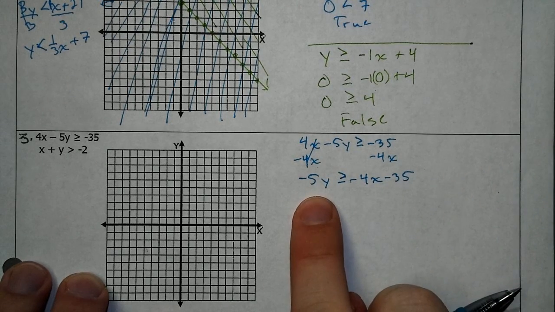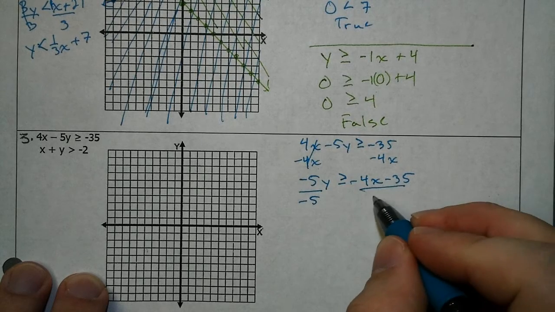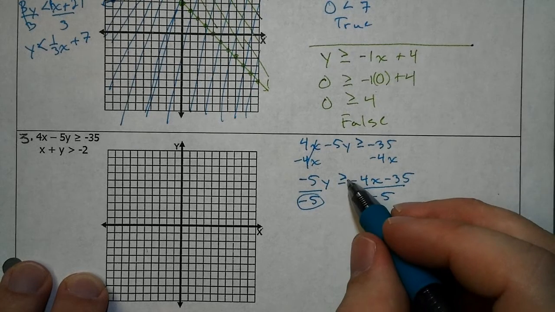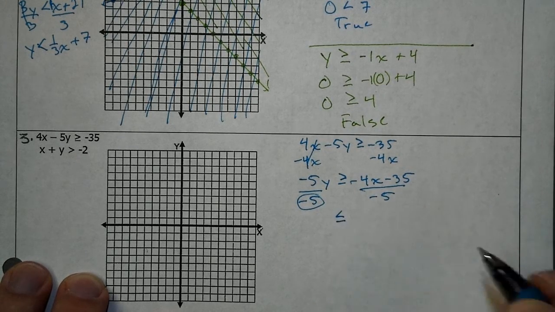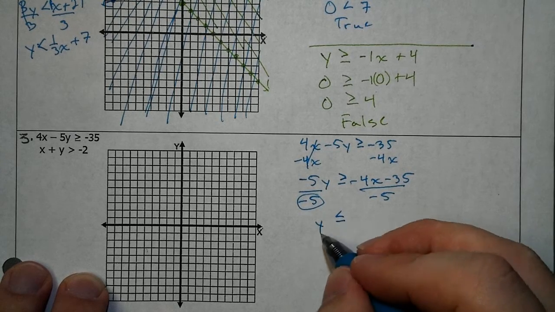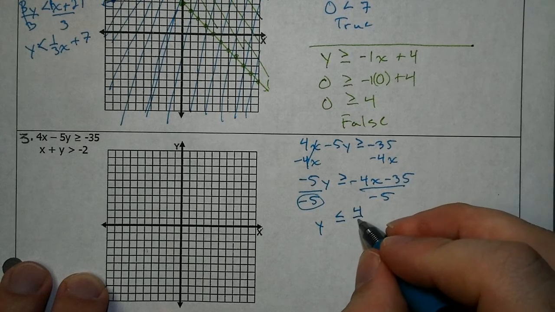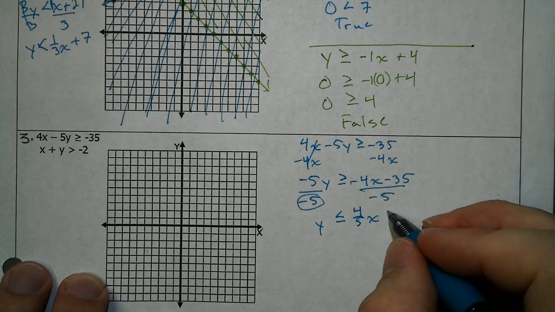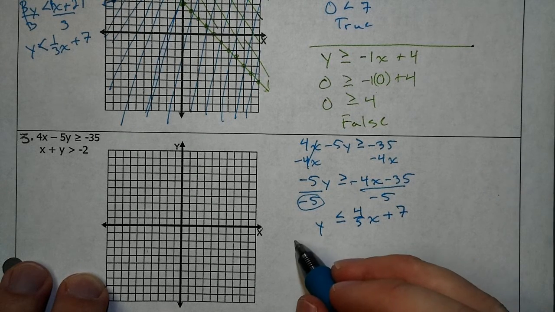Now to get rid of this, we've got to divide by negative 5. And remember, when we divide by a negative, when that bottom number is negative, this symbol in the middle is going to flip. Now bring everything down. Now negative 4 divided by negative 5 is going to be positive 4 over 5. Negative 35 divided by negative 5 is going to be positive 7. There's my first equation. Now I can graph it.